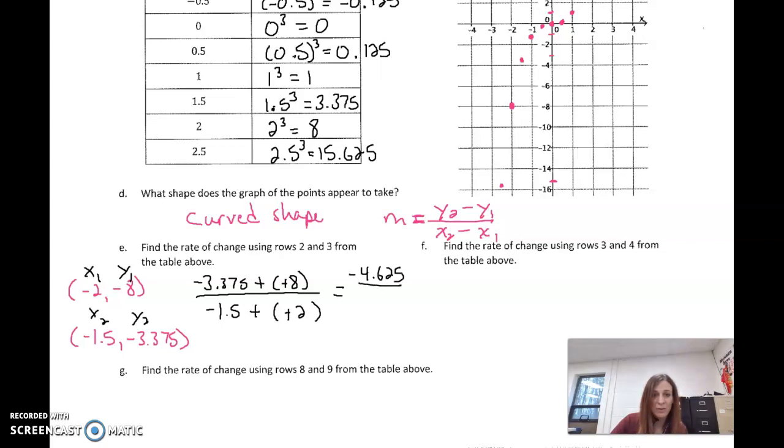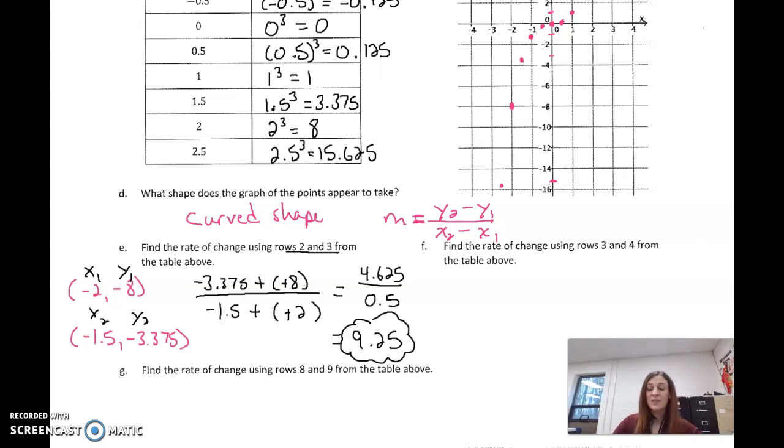-4.625 over, well, no, this is going to be positive up here. I'm sorry. Positive 4.625. Sorry, we'll catch these errors here. Over 0.5. Okay, which equals 9.25. All right, so our first rate of change between rows 2 and 3 works out to be 9.25.